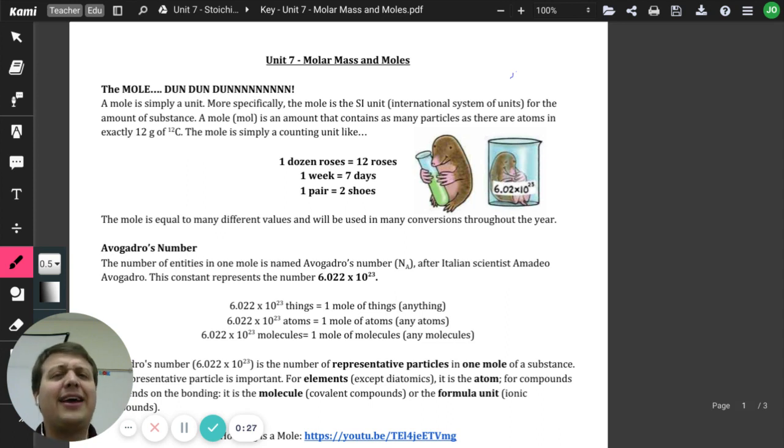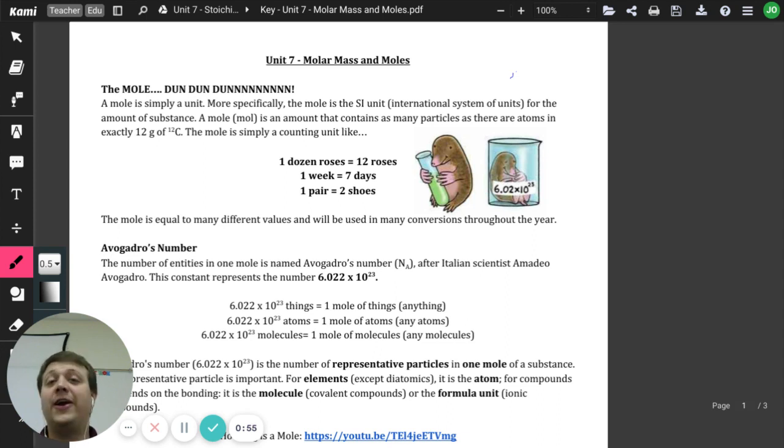So, like I said, today's lesson focuses on molar mass and moles. So you probably can recognize that molar mass is going to have to do with the molar masses that we find on the periodic table. So the masses of the individual elements that we have. But what is a mole? Well, a mole is simply a unit. More specifically, it is a unit that we use internationally to represent the amount of a substance that we have.